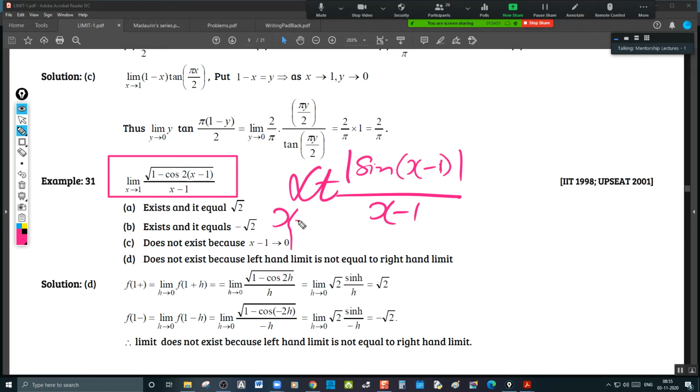Here, the limit does not exist. For 1 minus, the limit is minus 1. For 1 plus, the limit is plus 1. And of course, I have not written this root 2 here. Under the root, 1 minus cos 2a becomes 2 sine square a, so that root is there. So one is plus root 2, the other one is minus root 2. The limit does not exist.